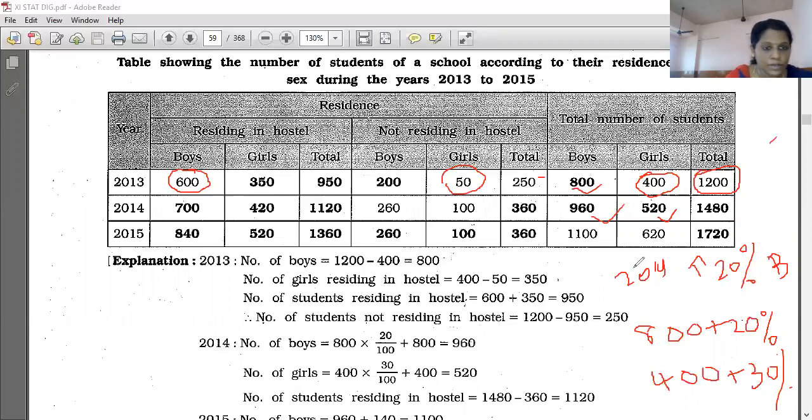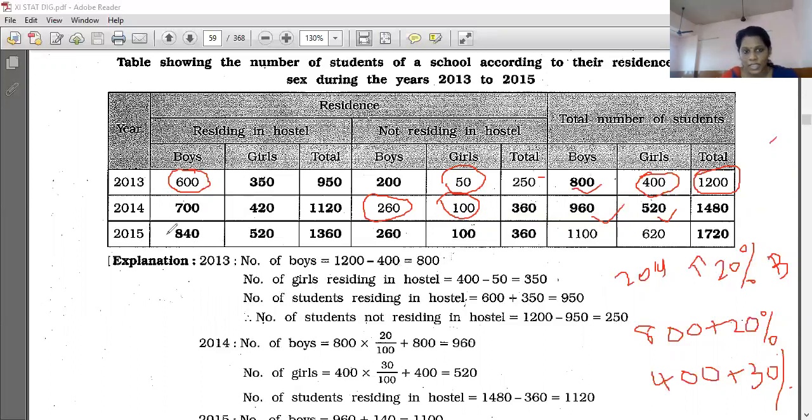during this year, meaning during 2014, 260 boys and 100 girls were not residing in the hostel. Okay. Then in the year 2015, now we will go for 2015, 140 boys and 100 girls were newly admitted in the school. 140 boys means whatever we get now, we have to do that calculation. Newly admitted boys in the school, and all of them reside with the hostel students.